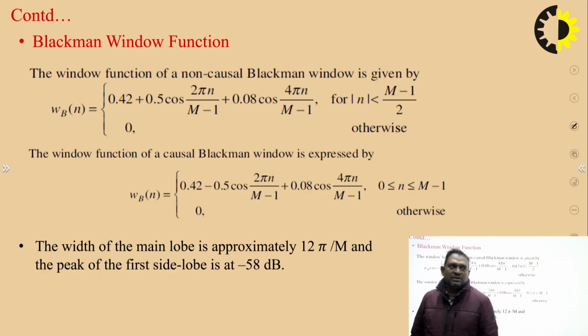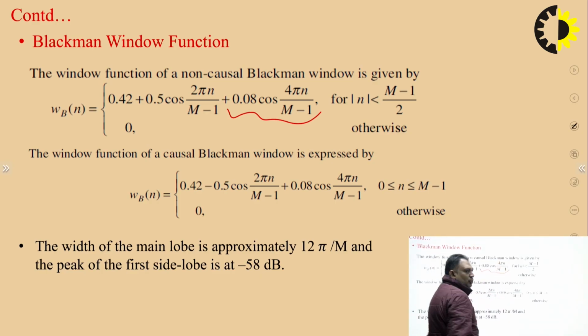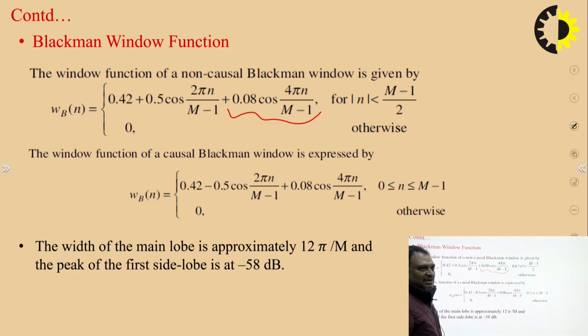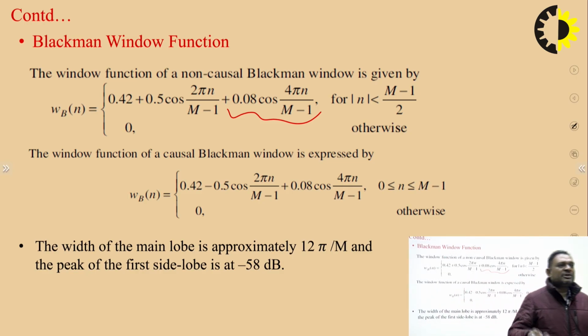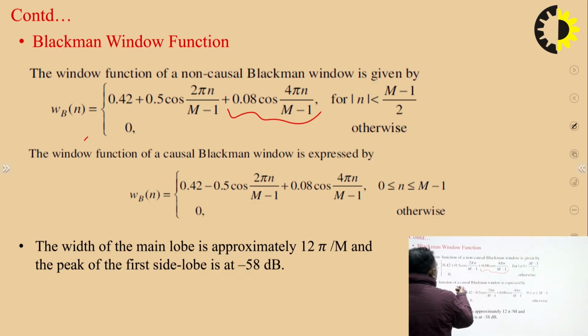Then another one, the Blackman window function. It was seen by Blackman that by adding an extra cosine term, we can further reduce the side lobes. So Blackman added one extra cosine term as compared to Hanning and Hamming to get smaller side lobes. But again, when we try to reduce the side lobes, as I have already told you, the transition bandwidth increases, or the width of the main lobe increases. These are the functions for non-causal, and this is for the causal Blackman window function. You can see here the main lobe width is 12 pi by m, and the peak of the first side lobe is at minus 58 dB.